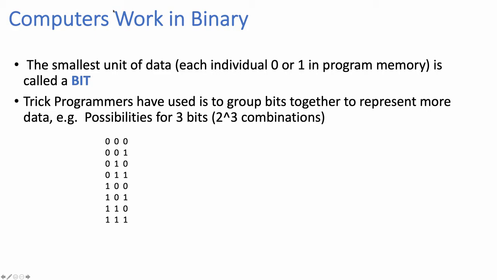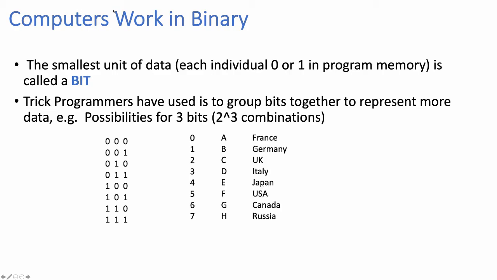So for example, with 3 bits, we have 8 possible combinations of those 3 bits. And with those 8 possible combinations, we could represent a whole number of things. We could, for example, represent 0 through 7. We could represent the letters A through H. Or we could represent any of the countries in the G8 group of countries.